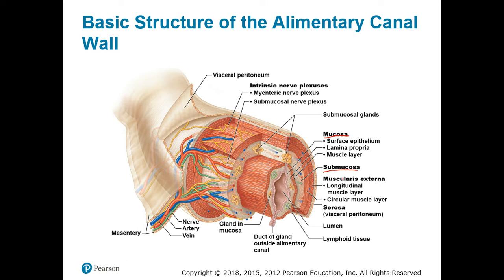The next layer is your muscularis externa. There are two muscle layers, and they alternate contracting. You have a longitudinal layer and a circular layer. And then the last one is your serosa layer, or the outer one.